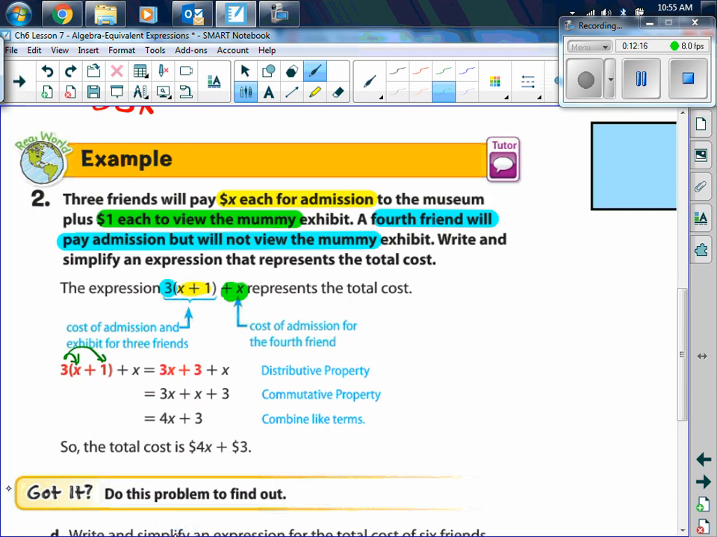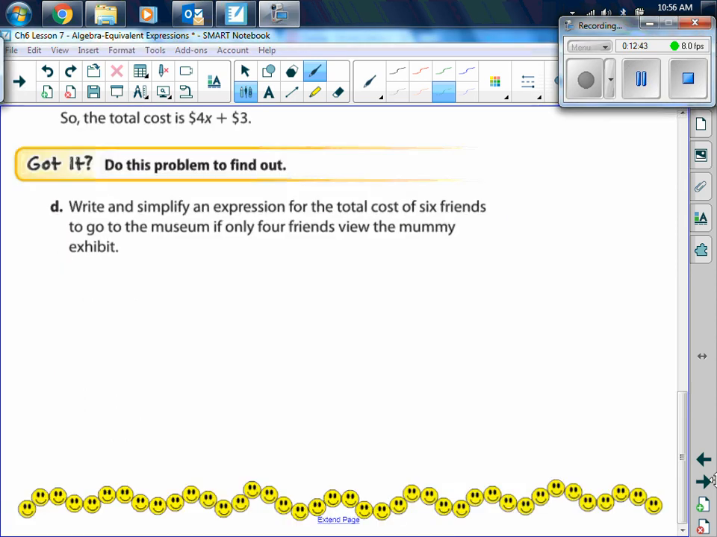So now we have 3x plus 3 plus x, and now we can simplify. So here, we want the x's together, so we're going to flip this x and this 3, that's the commutative property of addition, and now we can combine the 3x plus the 1x. We get 4x plus 3. So that is the expression that tells us the total amount that everybody's going to pay when they go to the museum.